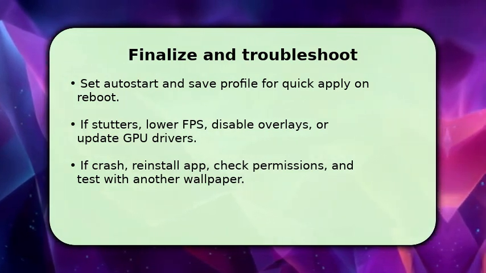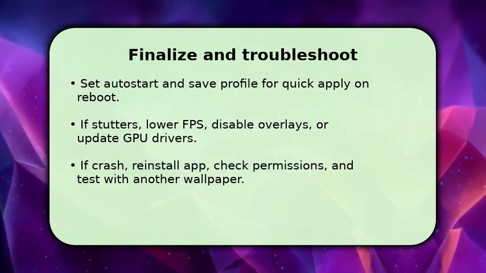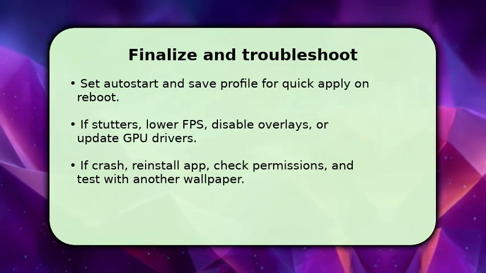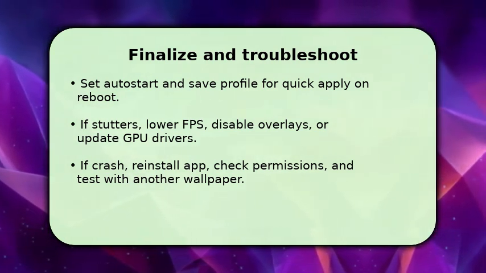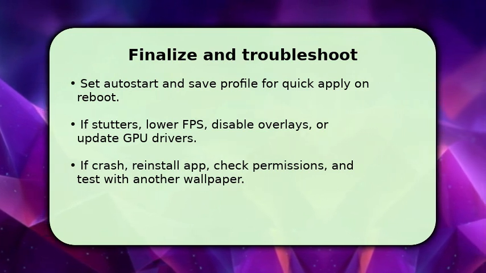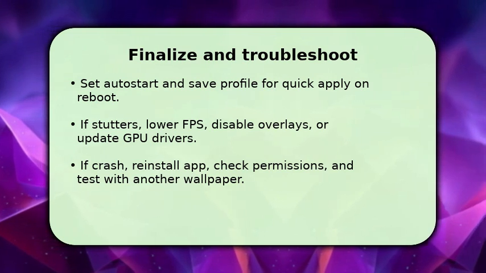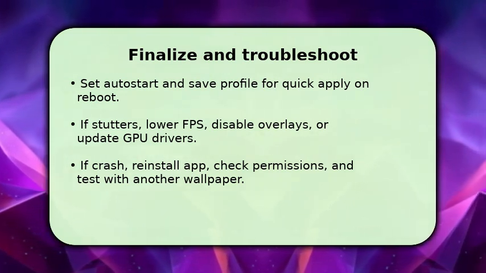If you see stuttering or high usage, reduce FPS, change performance mode, disable overlays like Steam or Discord, and update GPU drivers. If the app crashes, reinstall it, run as administrator, and test a simpler wallpaper to isolate issues. One key tip: check Event Viewer or the app log for error clues if problems persist.